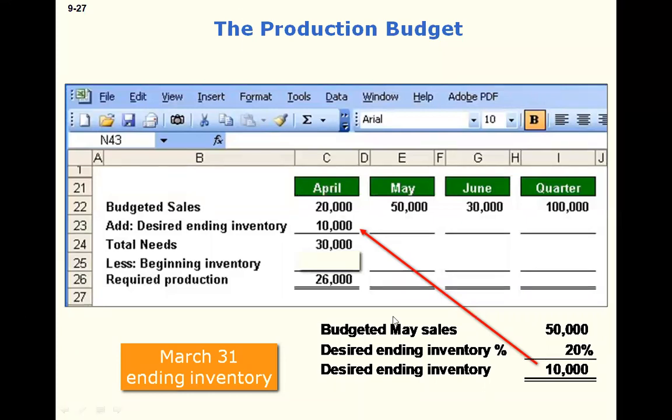I'll do it for you, see what to do. So this is May month. Okay, this is May month, 50,000. So next month's 20% sale will be ending inventory. So 30,000 into 20%, that will be ending inventory. So 30,000 into 20%, it is how much? 6,000. 6,000, all right. So you'll write here 6,000.